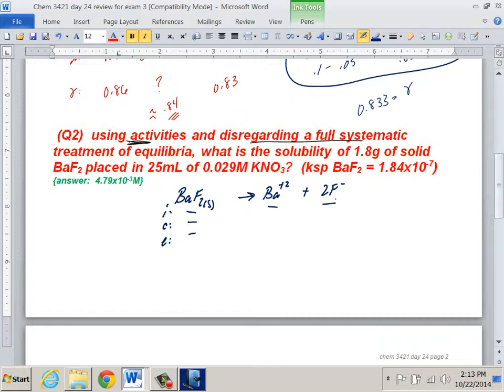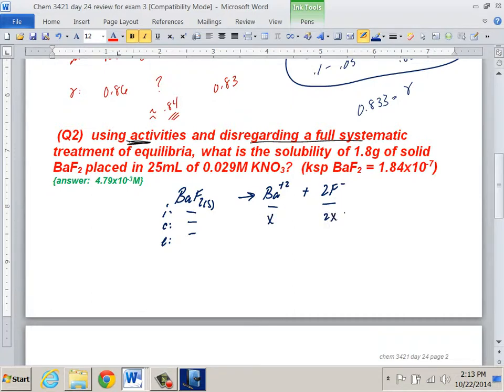Now, before I put dashes in this initial row, I should read the question. I get a little too fast. Is this a common ion effect problem? Do I have any initial barium or fluoride in there? I could have just changed this to KF. It could have been a common ion effect problem, but it didn't say that, so there's nothing there.